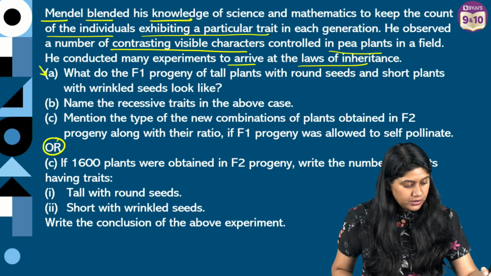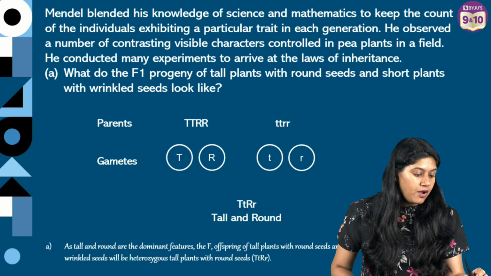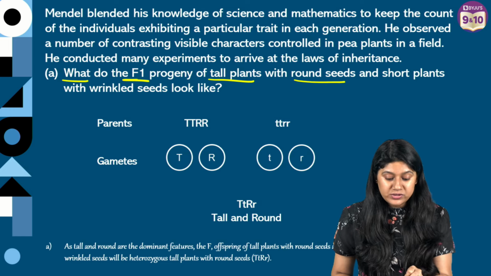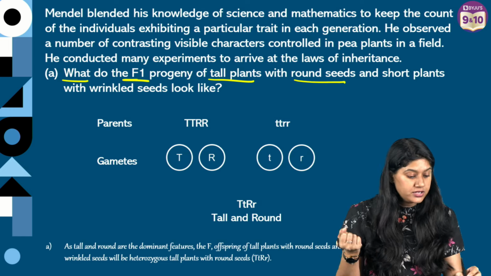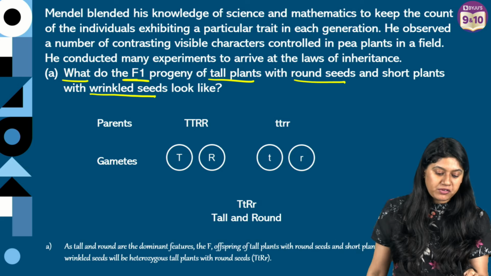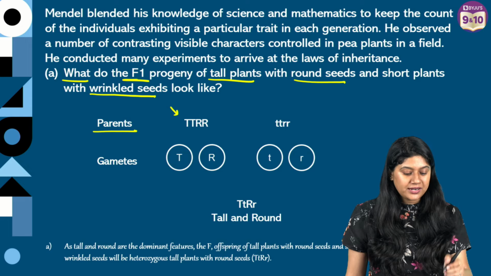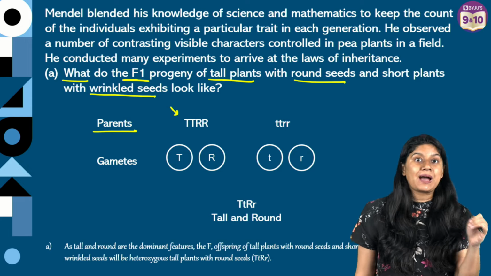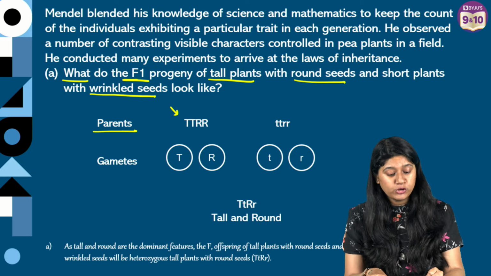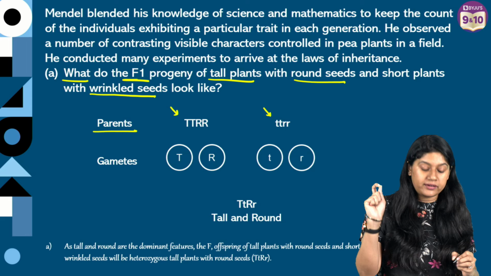Let's take a look at question A. We will read the question and solve it together. What do the F1 progeny of a tall plant with round seed and a short plant with wrinkled seed look like? In this question, one parent is tall with a round seed, that is capital T, capital R, capital R. That means they are dominating. Over here, we have a short plant with the wrinkled seed: small t, small r, small r.